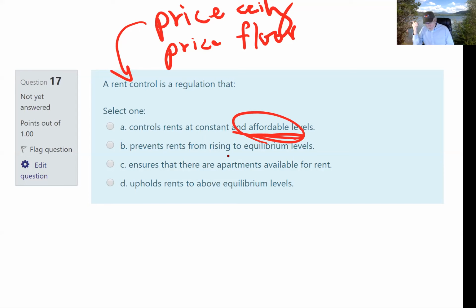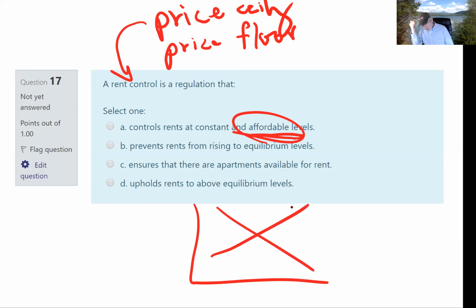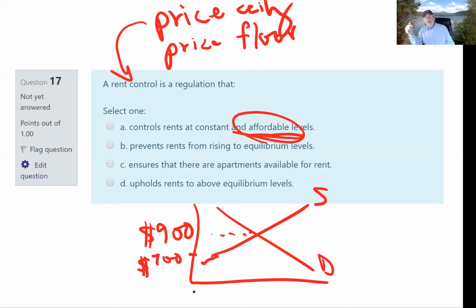Prevents rents from rising to equilibrium levels. Okay? This is the market, and the rent for a certain kind of apartment is $900. A rent control would be a ceiling where the government is telling producers, you can't charge $900. We're only going to let you charge $700, something below the equilibrium. So B would be a correct answer.